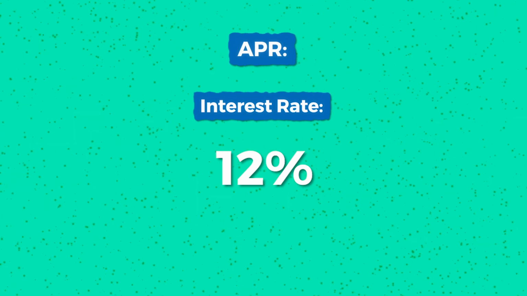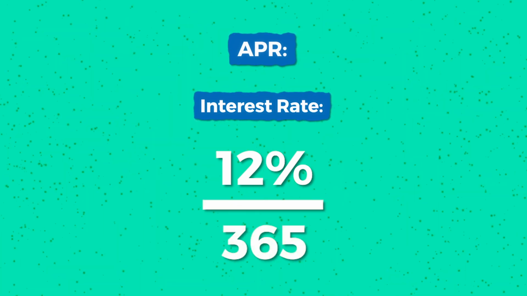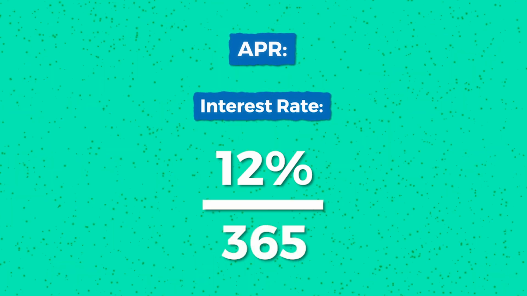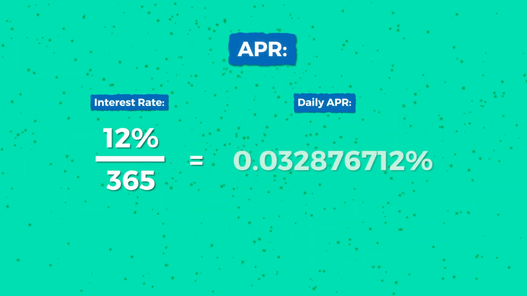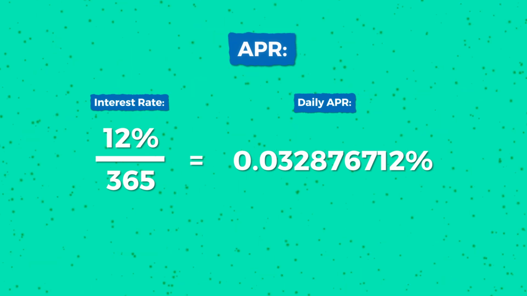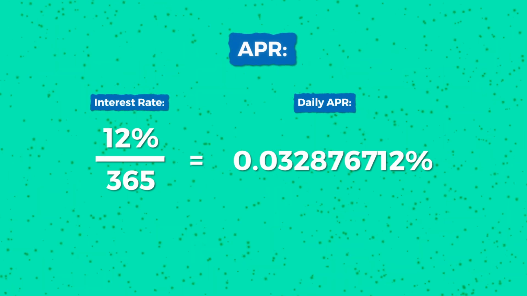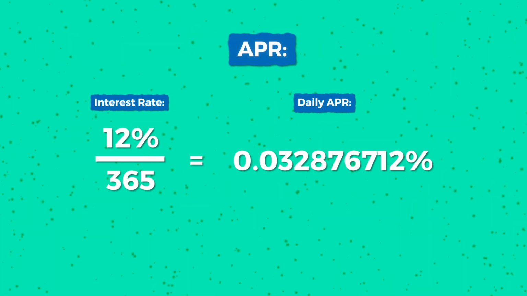If your interest is being calculated daily, then what you want to do is divide that 12% by 365, given the 365 days in a year. This would give you a 0.032876712% calculated each day. Then what you want to do is take that percent and do the same calculation like we did before, but instead you do this 365 times.